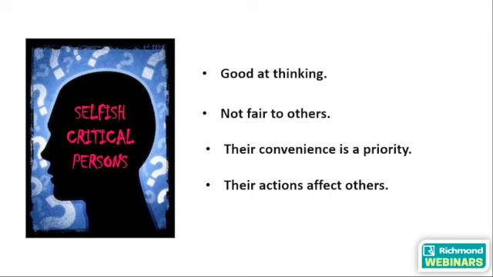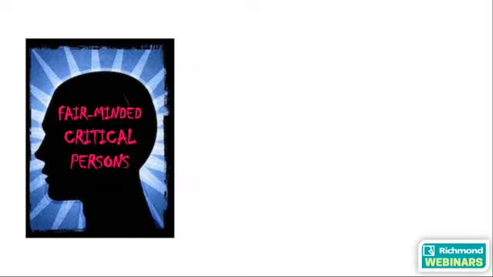Their actions obviously will affect others. And many times it happens. It could happen with friends, it could happen at a work environment as well. Now, fair-minded critical persons. What are fair-minded critical persons?